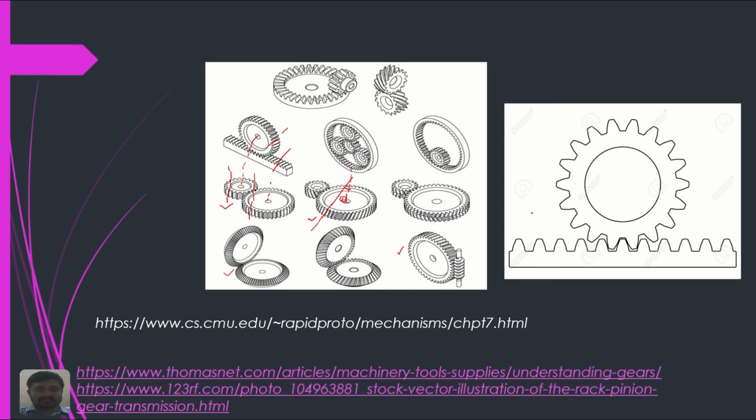And this is a 2D diagram of a spur gear. When we draw a 2D diagram, you can see the rack and pinion, which is also a type of spur gear.